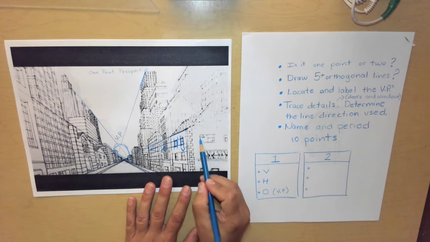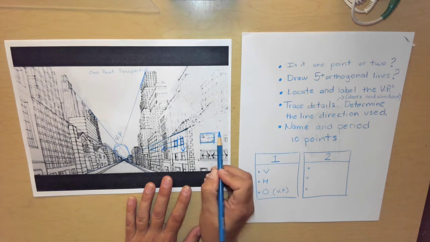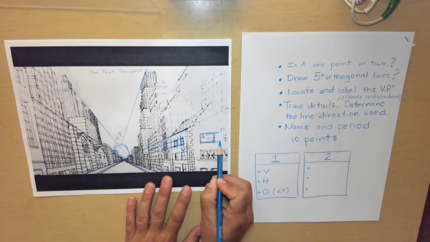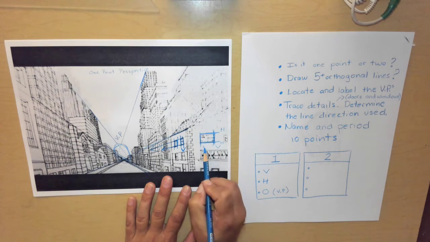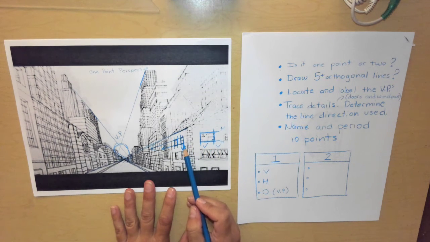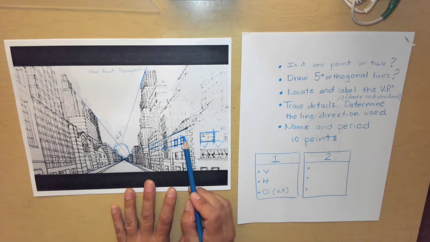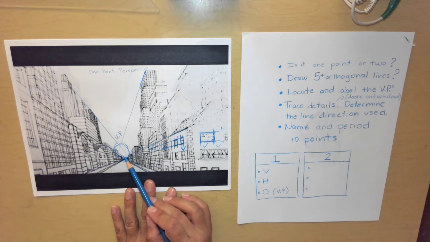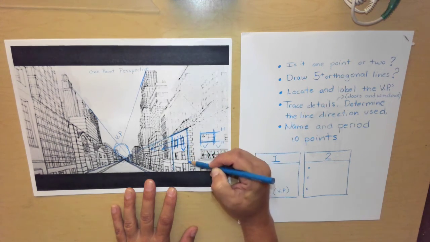So here are some details that have horizontal, vertical, but the sides, those would go to the vanishing point. I mean, the top and the bottom of the windows would go to the vanishing point because the side of the building does.